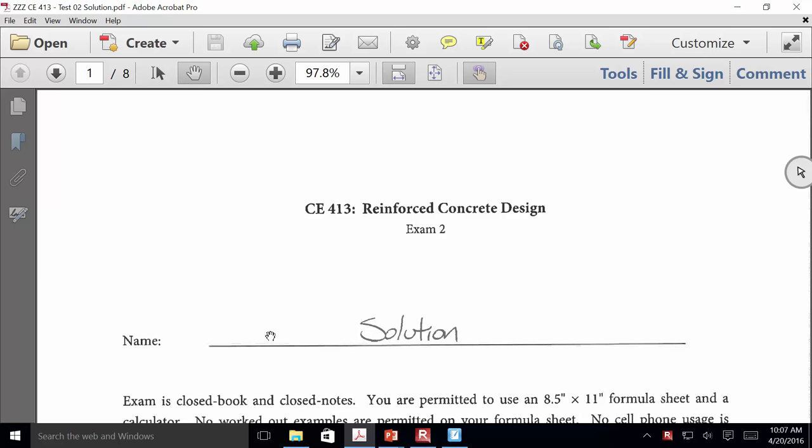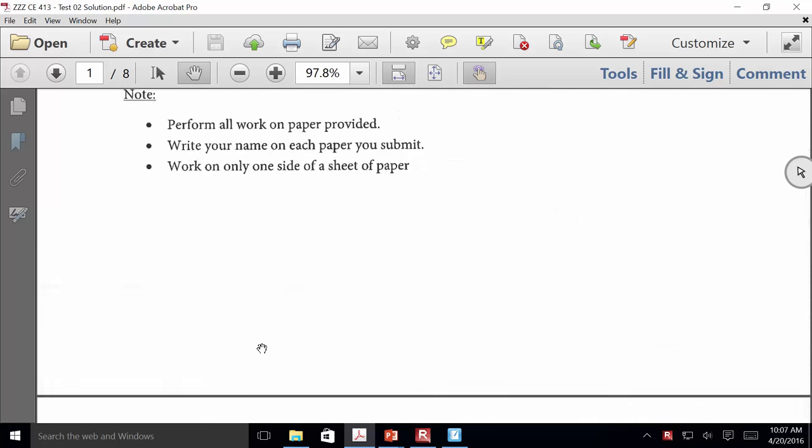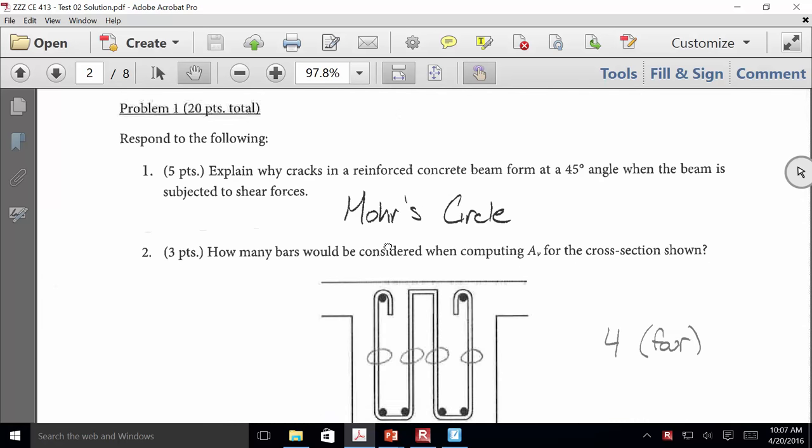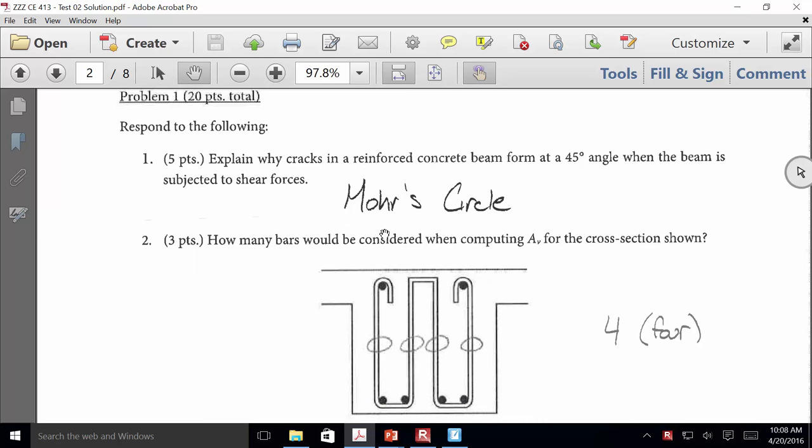All right, so let's go through the solution of the exam so that you all have an idea of what's going on with it. Okay, so problem number one, explain why cracks in a reinforced concrete beam form at a 45 degree angle. Mohr's circle. Remember, you have a section that's subjected to pure shear. Its principal stresses occur at 45 degrees rotation. That's why you get cracks at a 45 degree angle.